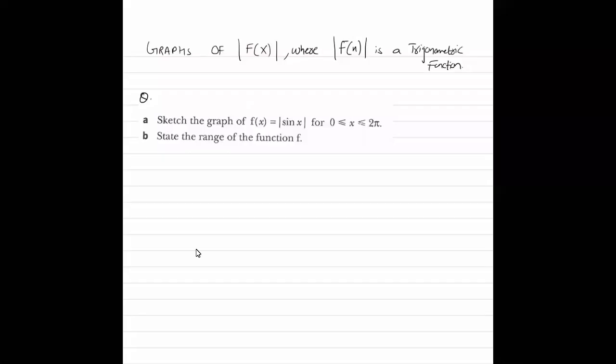Now we are going to study the graphs of functions f of x, where f of x is a trigonometric function encapsulated in these bars known as the modulus sign. If you remember when we were doing the modulus function, I said that due to this modulus sign, the graph that is below the x-axis is just going to be reflected in the x-axis.